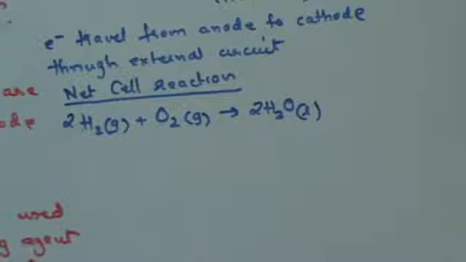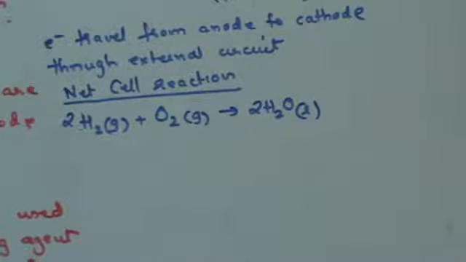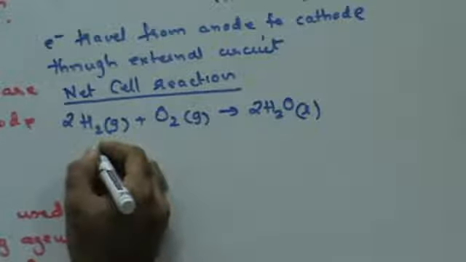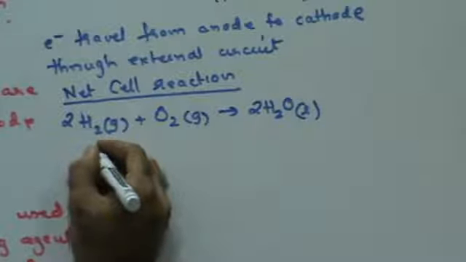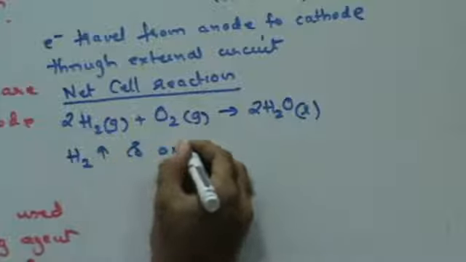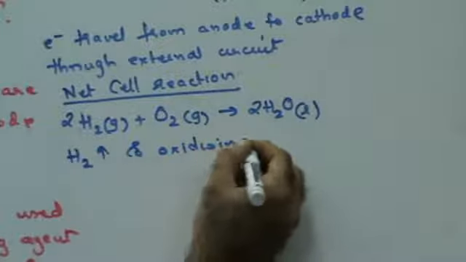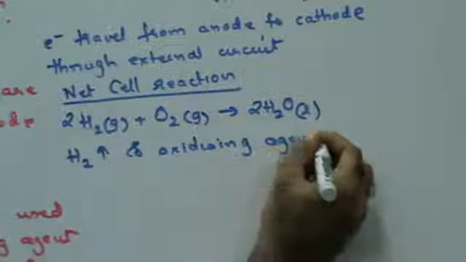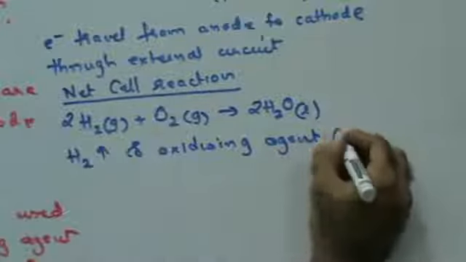So here, combustion of hydrogen gas takes place. Hydrogen gas is burnt in air to form water molecules. That is what exactly happens in a fuel cell. I can say that hydrogen gas is a reducing agent, and hydrogen gas and oxidizing agent do not react directly.